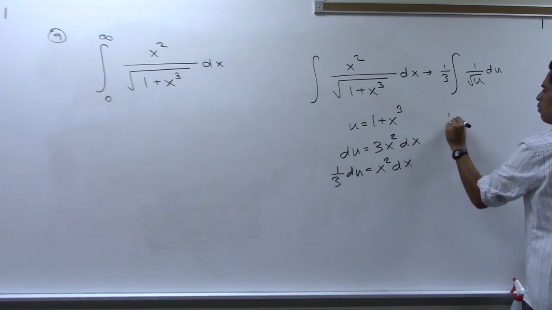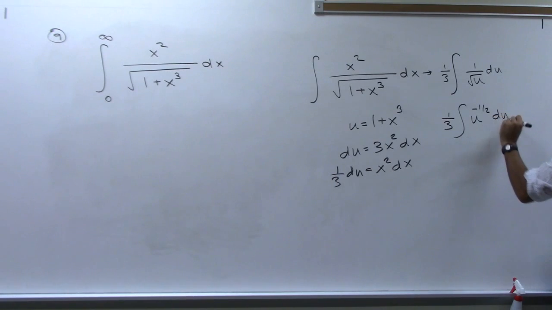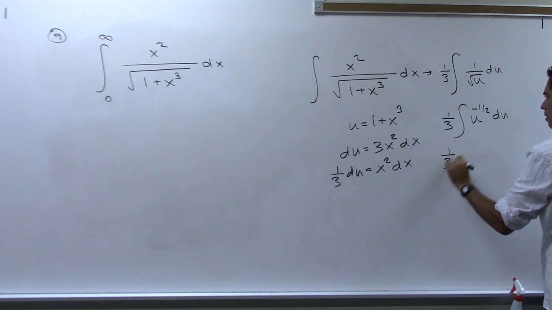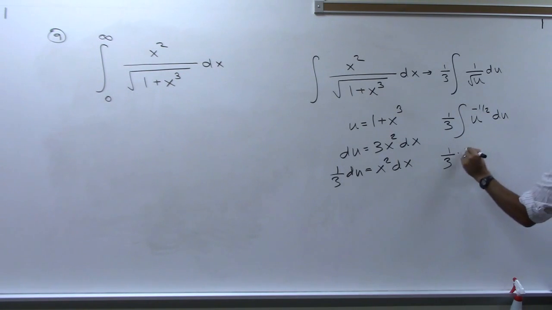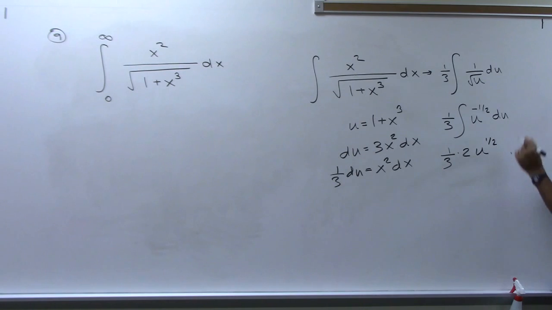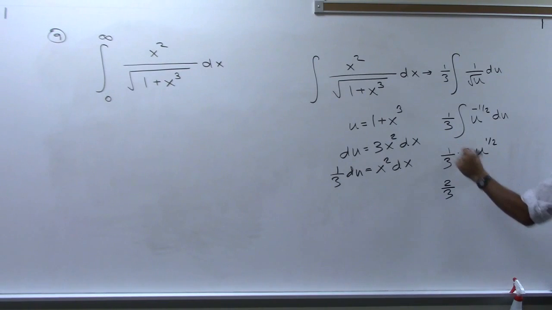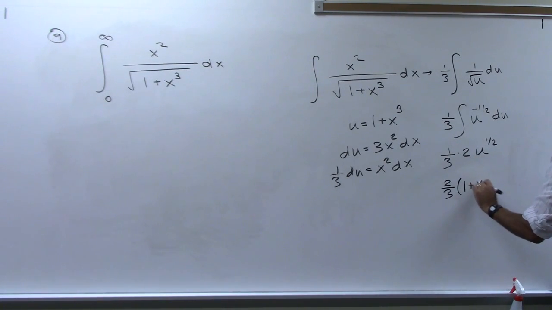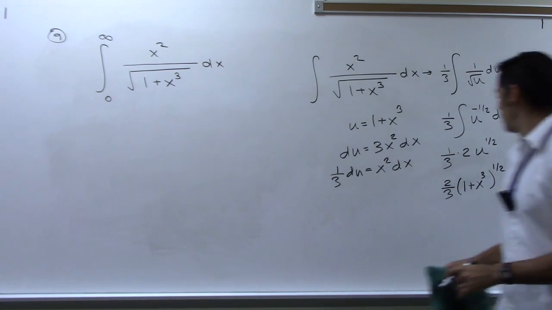And this is really just 1/3 integral u to the negative 1/2 du. And then we integrate 1/3 times, we add 1 to this, we get 1/2. 1 over 1/2 is 2. U to the positive 1/2 plus a constant. And that's just 2/3 u, but u was 1 plus x cubed to the 1/2, which is the same as the square root.